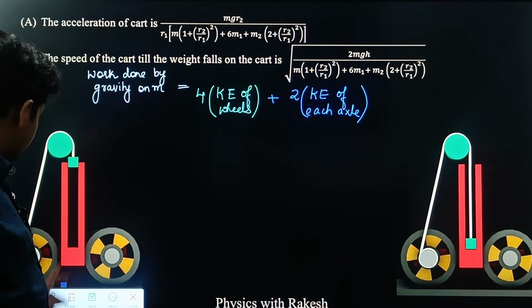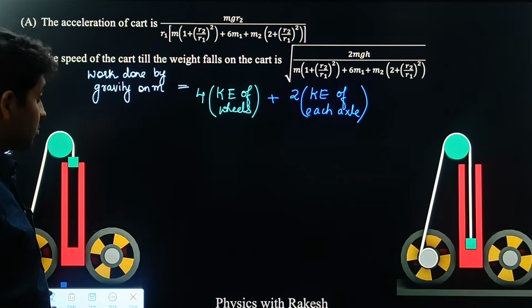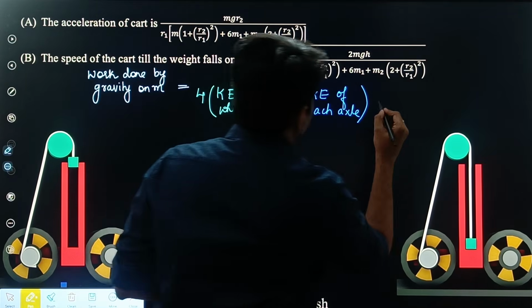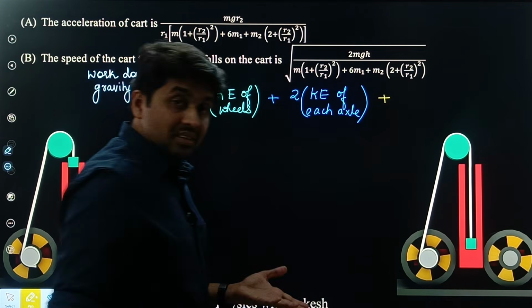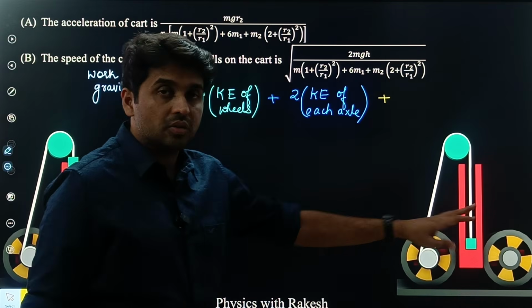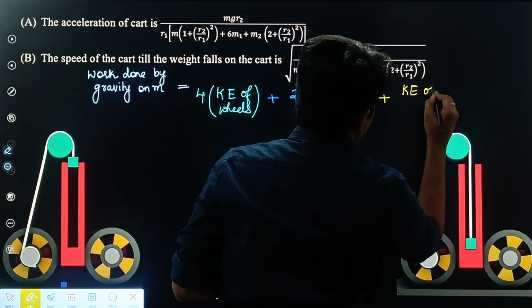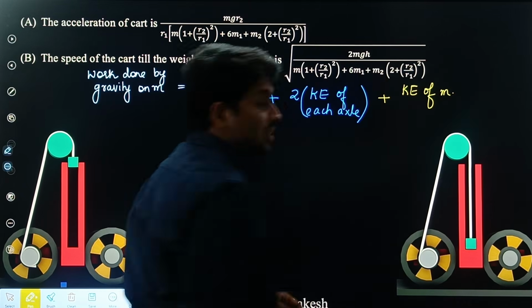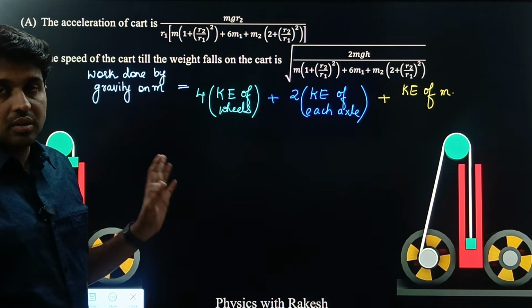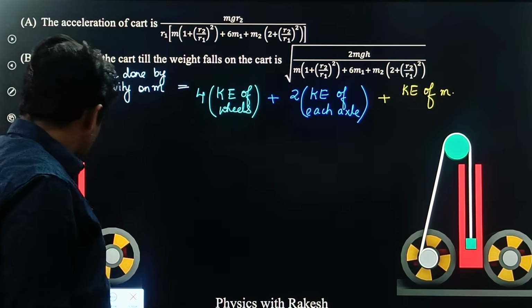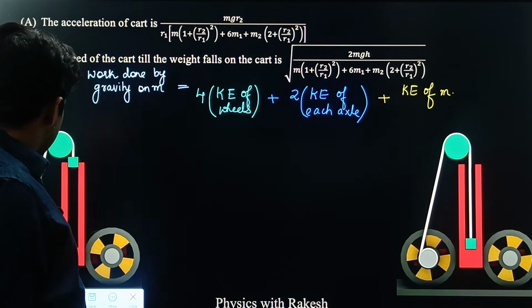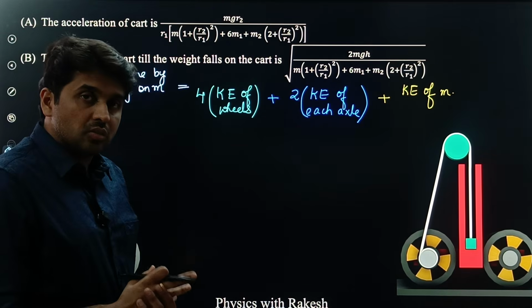Okay, 2 times kinetic, and there are 2 axles, plus what else is there? There is this mass, no? So kinetic energy of that mass. Kinetic energy of m. That's it. So we just have these variables and we can go on with this. Let us see the expressions now.